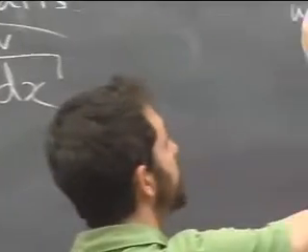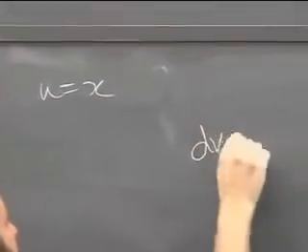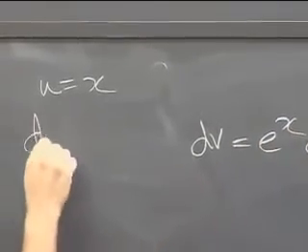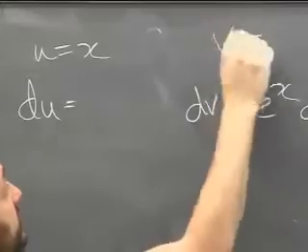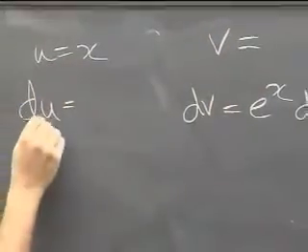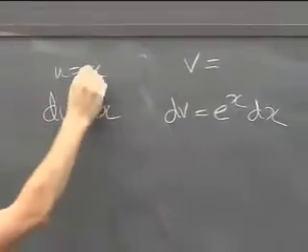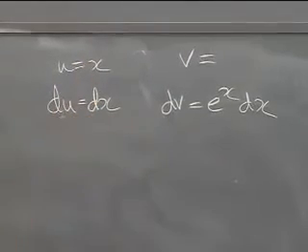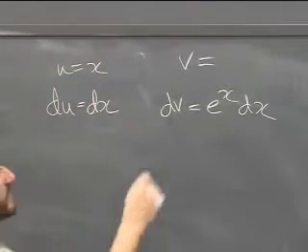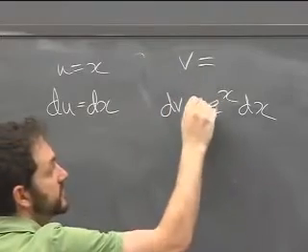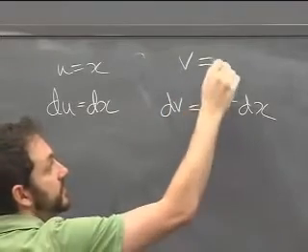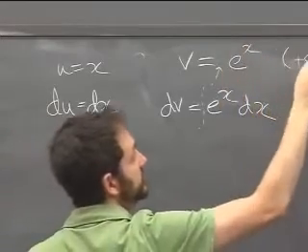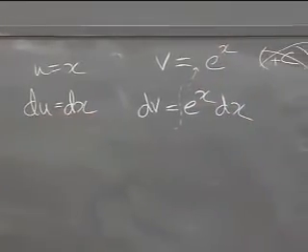Well, if u equals x and dv equals e to the x dx, then I need to know what du is, and I need to know what v is. So to get from u to du, you differentiate. Well, derivative of x is just dx. If this was x squared, it would be 2x dx. To get from dv back to v, you kind of just need to integrate this. And the integral of e to the x is just e to the x. You don't need the plus c for the integration by parts.